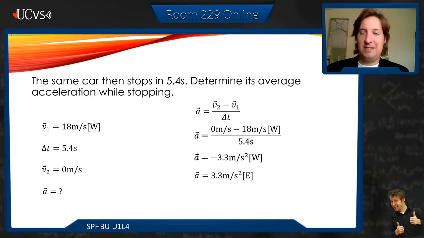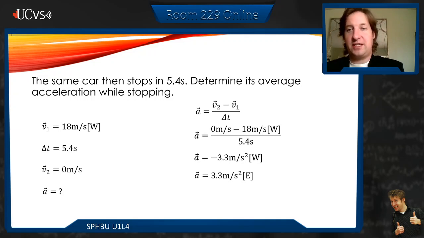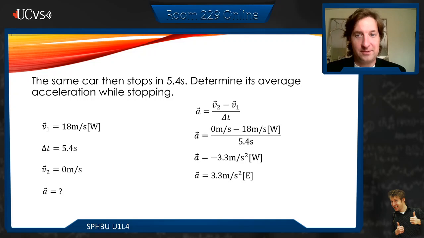Remember, it started off traveling 18 meters per second west, and then it's going to end up slowing down. Every second, it's going to lose 3.3 meters per second. So after 1 second, its new speed would be what? 14.7 meters per second, and then 11.4 meters per second, and so on and so forth, until after 5.4 seconds, it'll have stopped.